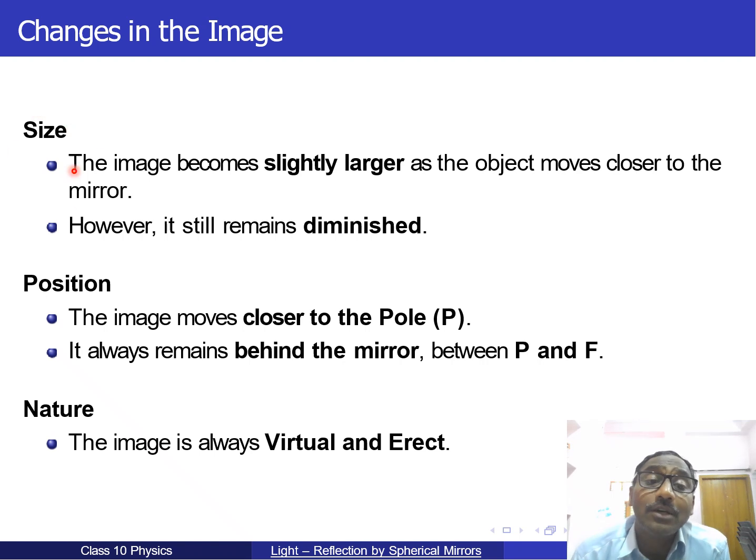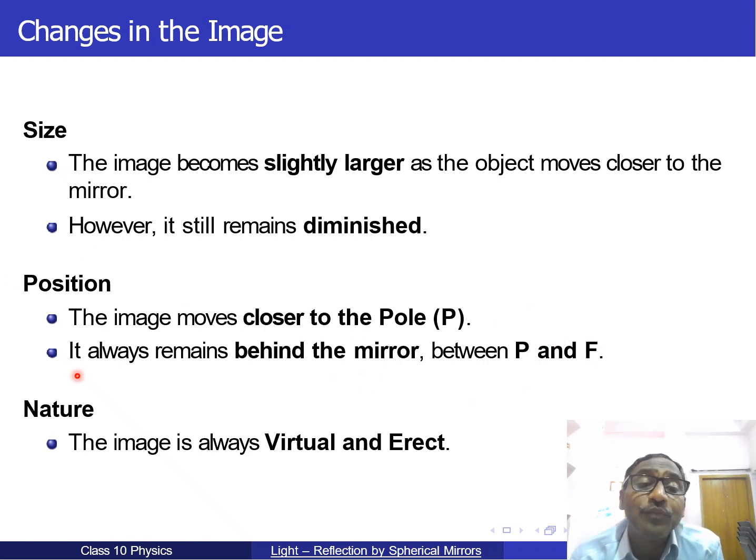Coming to size, the image becomes slightly larger as the object moves closer to the mirror. However, it still remains diminished. Position of the image: the image moves closer to the pole P. It always remains behind the mirror between P and F.